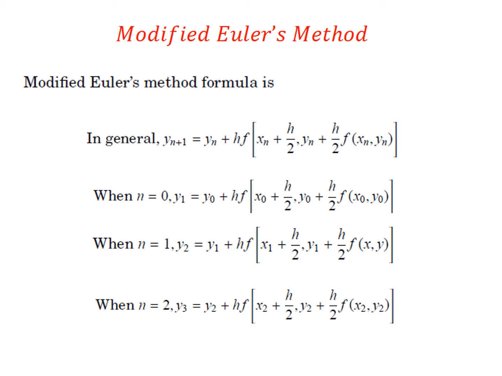Now for finding y3, what do I need to replace? 2 in place of n in this general formula. After replacing it, I will get y3 = y2 + h * f(x2 + h/2, y2 + h/2 * f(x2, y2)). Now we move on to the problems under this category.